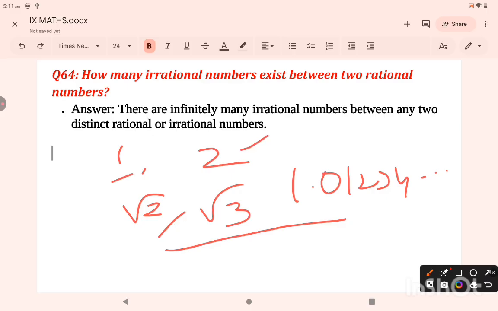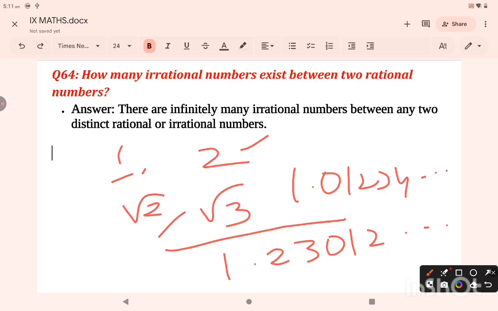Root 2 has the value 1.414 and so on. Root 3 has the value 1.732 and so on. All these are non-terminating, non-repeating decimals. How many do we have here? Root 2, root 3, 1.01234, 1.23012 and so on, like this. So we have here infinitely many irrational numbers in between any two rational numbers.